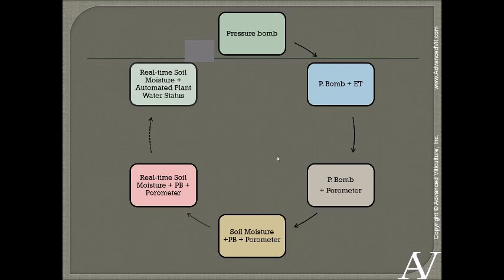You need to look at it consistently and regularly to get the patterns that we're going to be talking about. So I've integrated the soil moisture with the pressure bomb and the Perometer, and not just in spot checking, but really, that pink bubble over here says real time, and real time is really key. It's nice to have spot checks on soil moisture. It's even better to have it logged continuously.